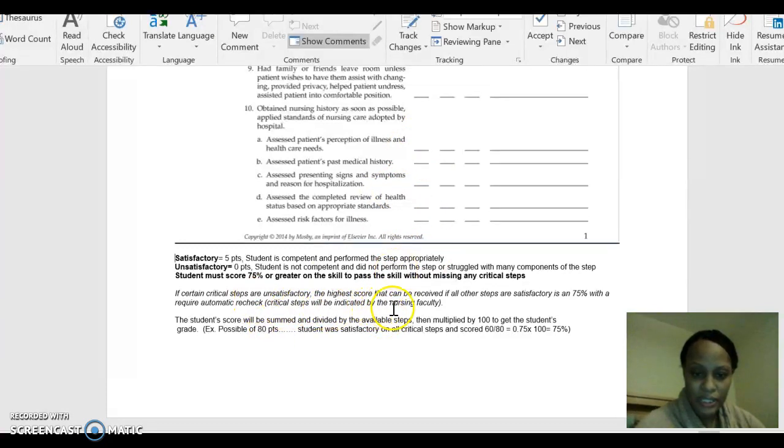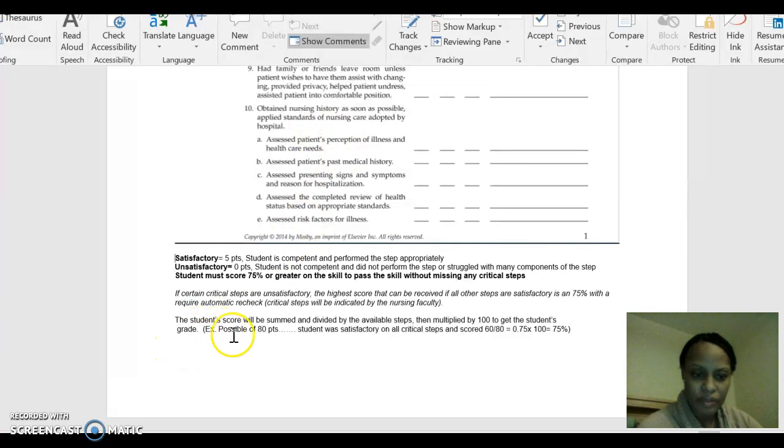Critical steps will be indicated by the nursing faculty. So as nursing faculty, you need to get together and look at your skills to assess, according to the literature as well as evidence-based practice, what is deemed to be critical, especially looking at patient safety. So looking at the essential competencies and what is deemed to be more of a critical step in the skill that the student is doing.